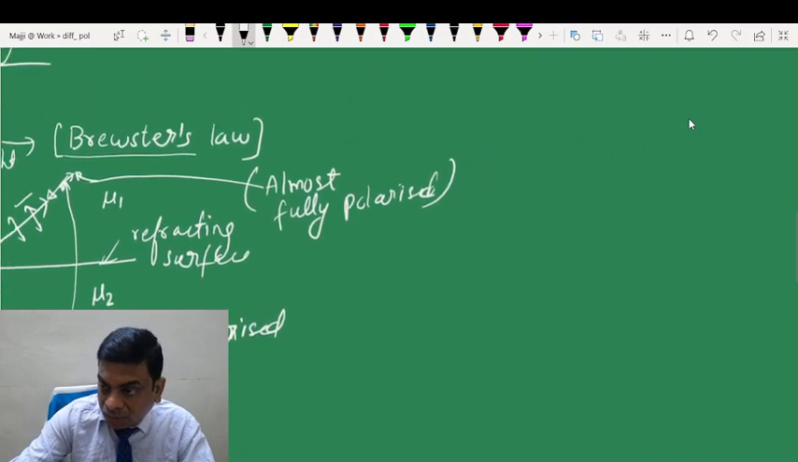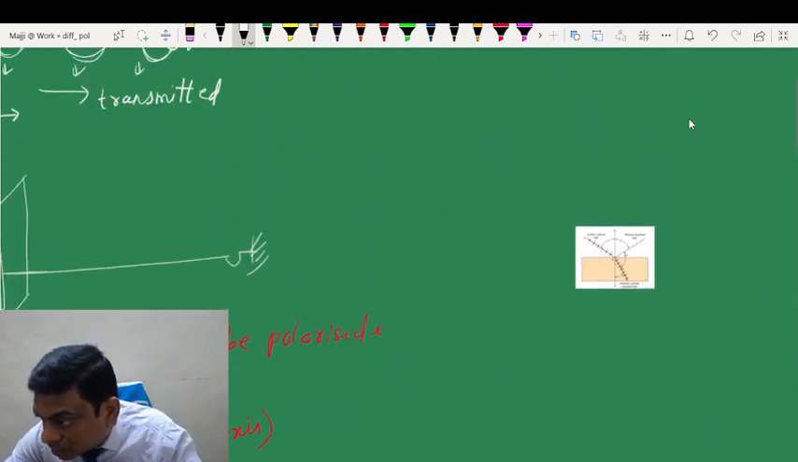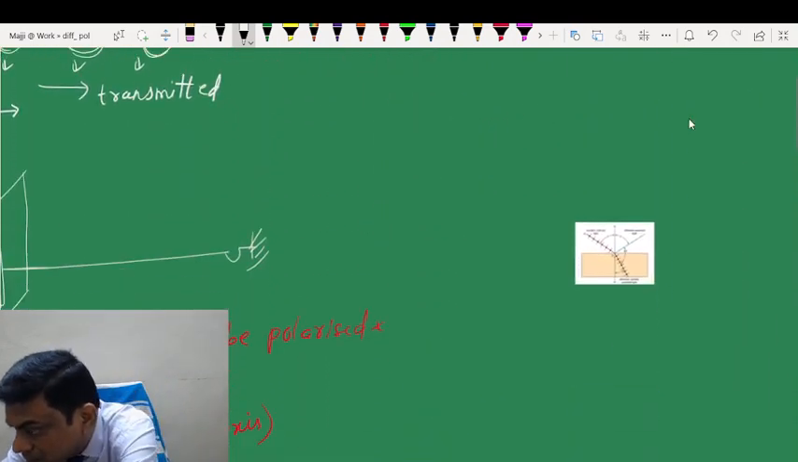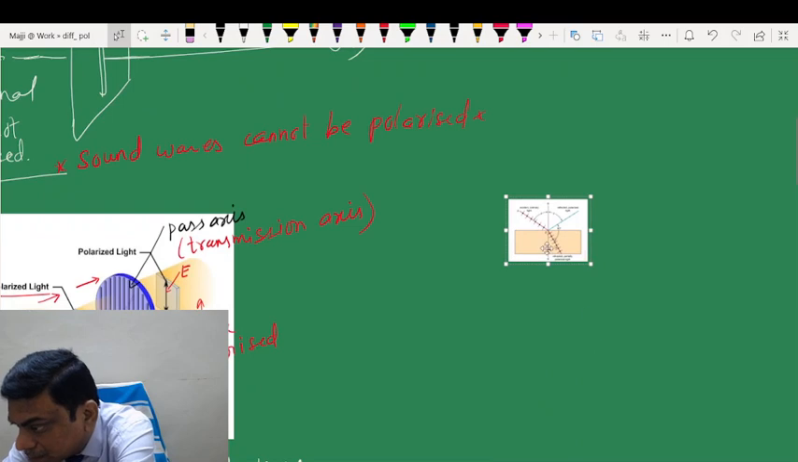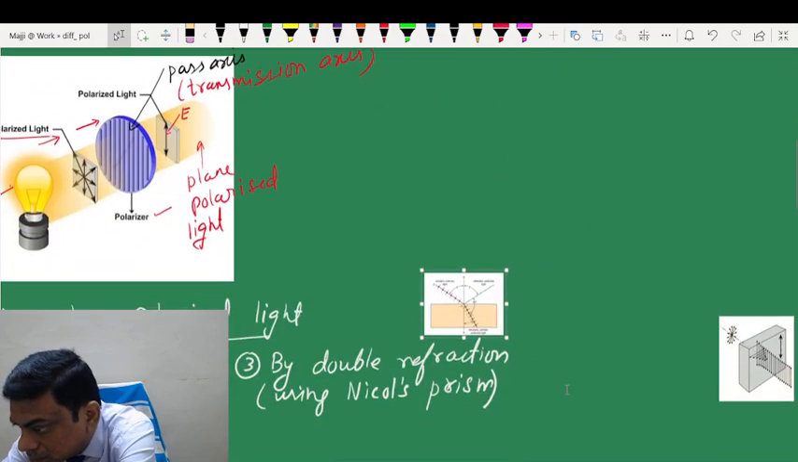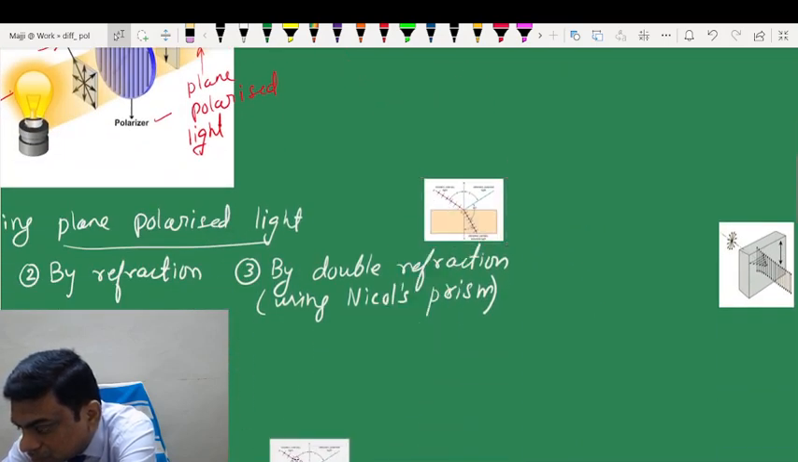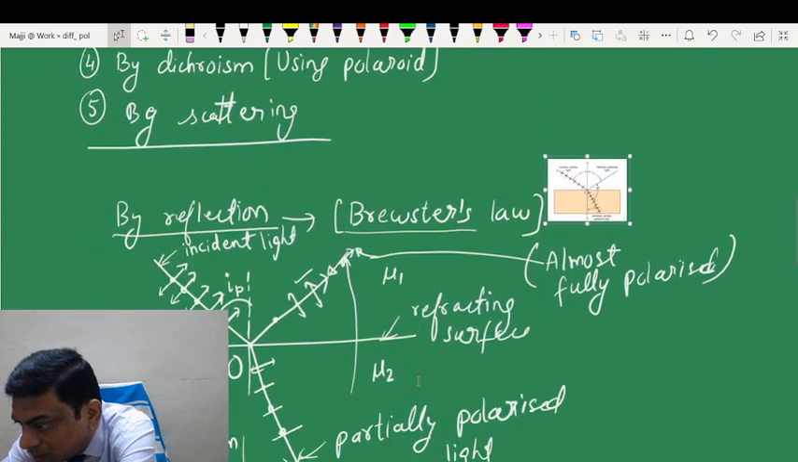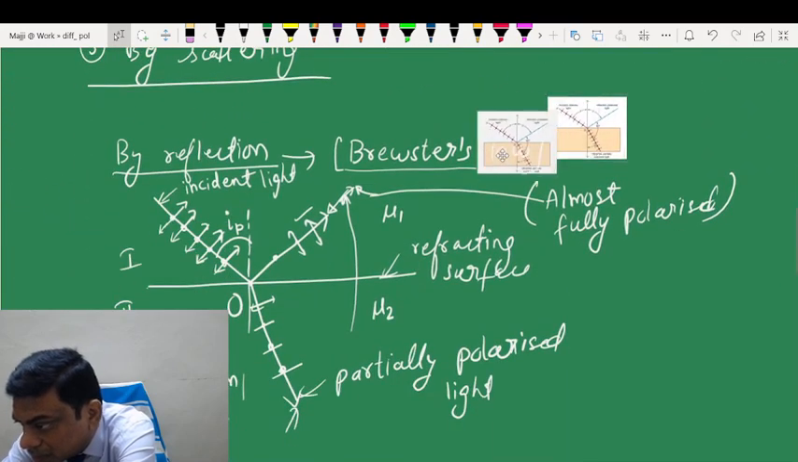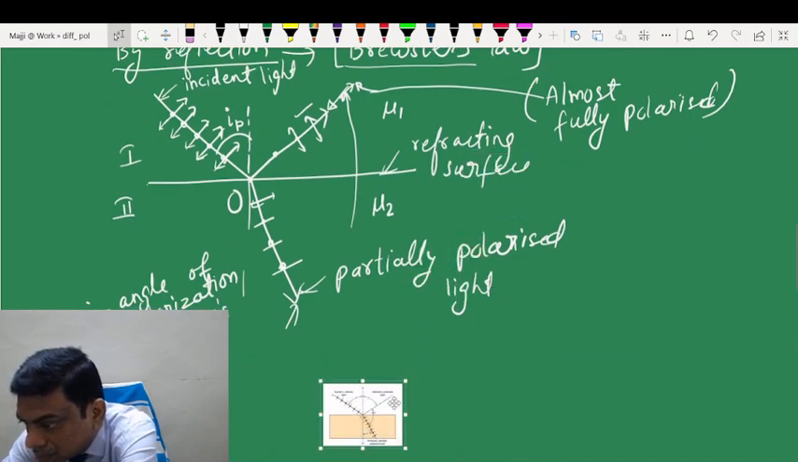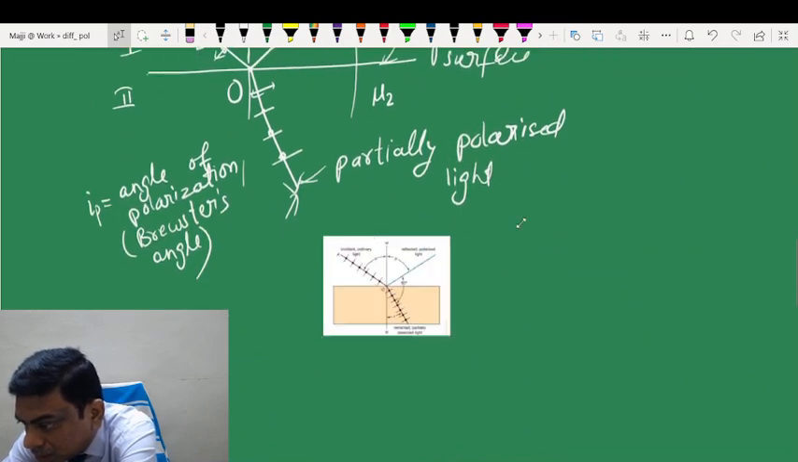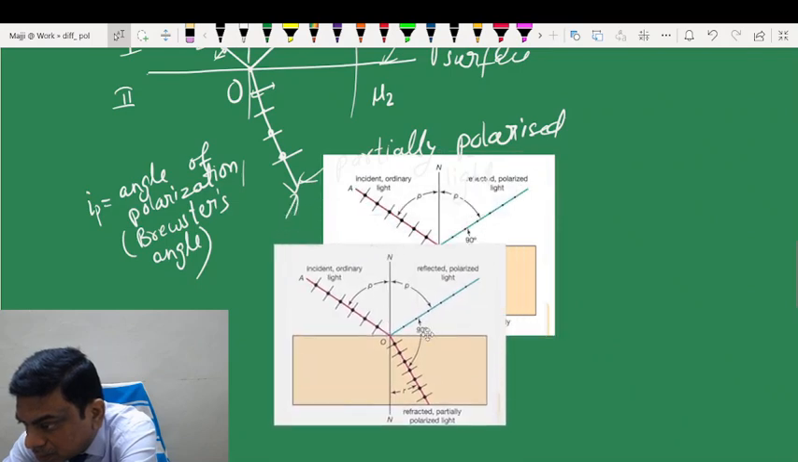So the corresponding diagram I have, students. This is the diagram, so that you understand in a better manner. I'll enlarge it so that you understand it properly.